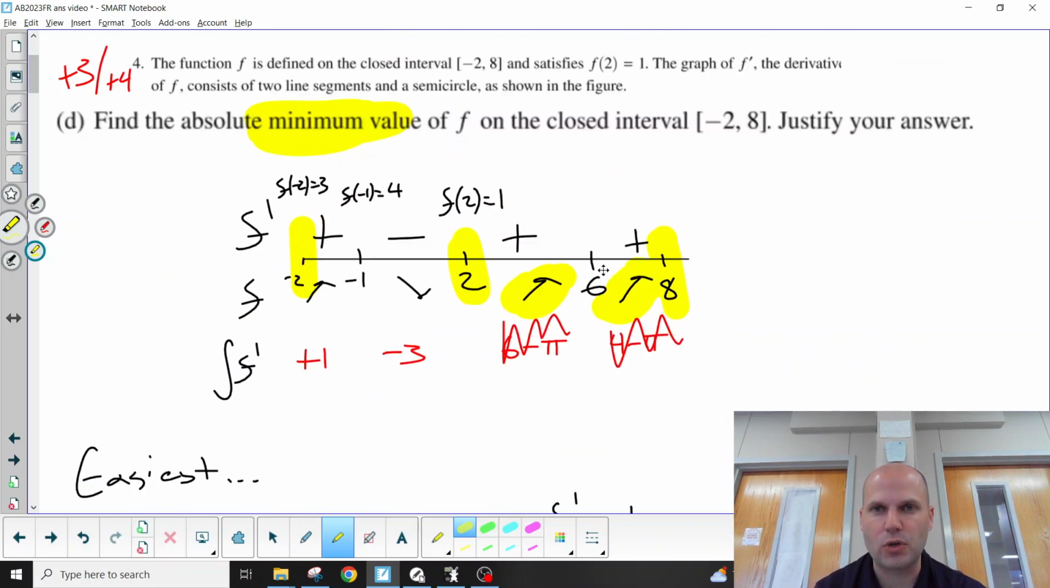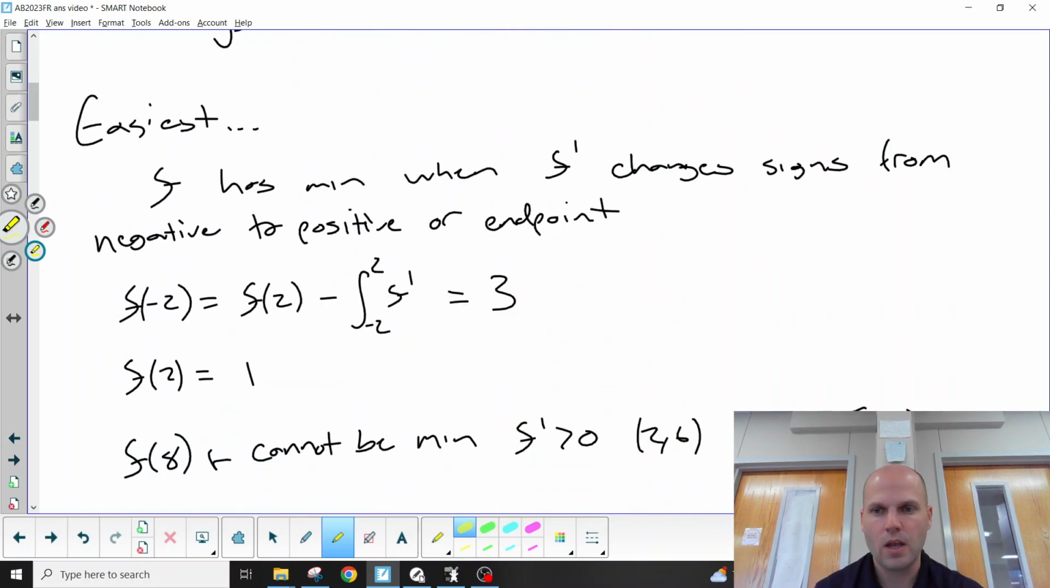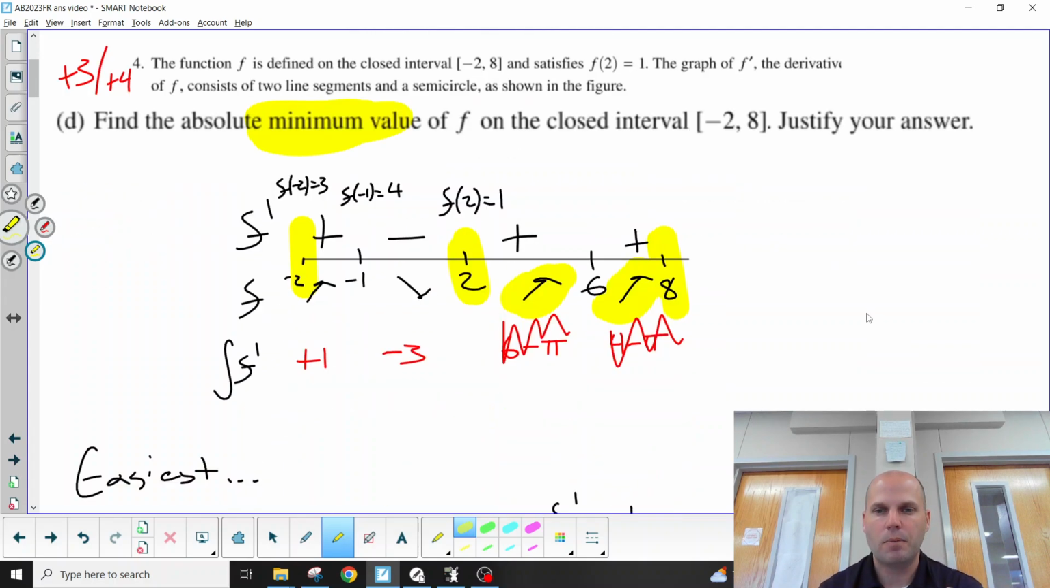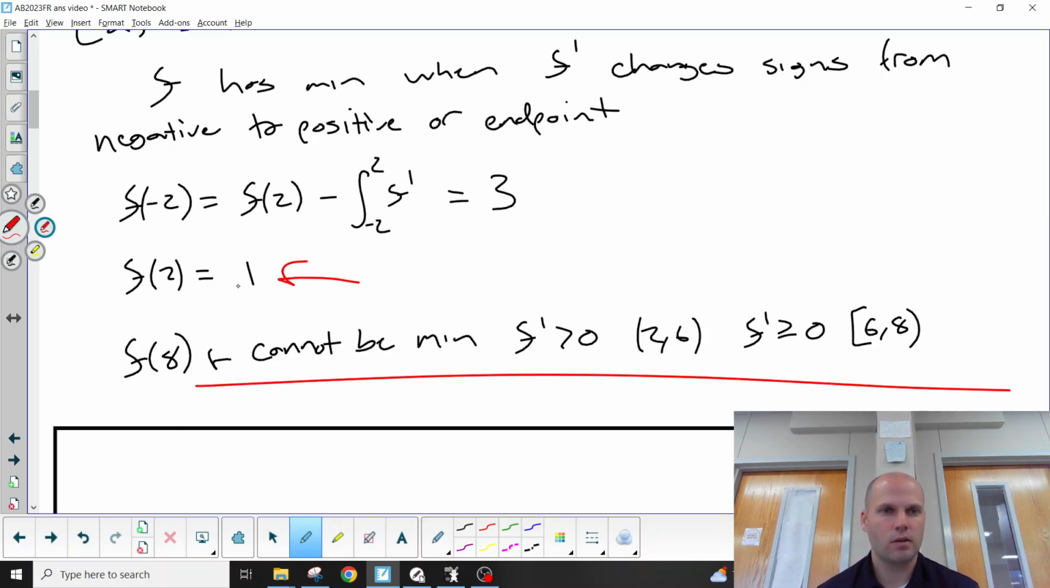F prime is positive from 2 to 6. That means f is increasing. Cool. And then I say f prime is greater than or equal to 0 from 6 to 8. I look at the entire interval, and yes, f prime of 6 is 0, so I have to somehow include that. But if I just say that f prime is positive from 2 to 6, and then it's greater than or equal to 0 from 6 to 8, we have to be increasing or flattened out from 2 to 8. F of 8 can't be the min. Boom, I win. I get all 4 points just by doing that. Stating that, giving the candidates.